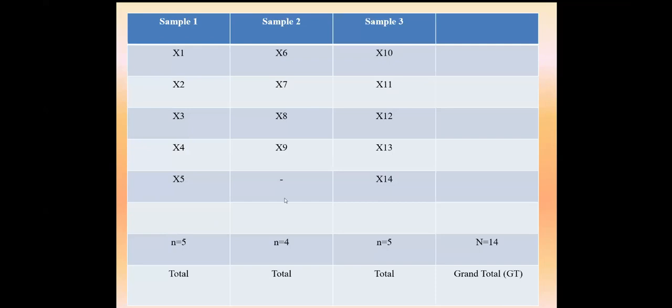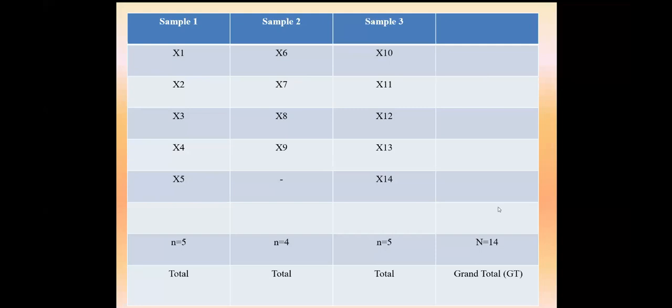Then there is another sample, sample 2. Here also you have values like x6, x7, x8, x9. Total number of cases considered here are 4. Then its total you can obtain, and average value can also be calculated. Likewise, in sample 3, there are again 5 cases. So we have to actually arrange the data in this manner in the form of columns, and their number of cases and total will have to be known.